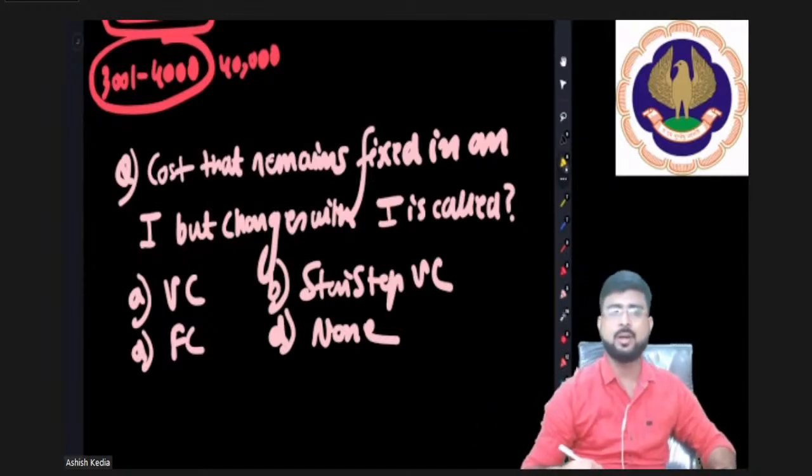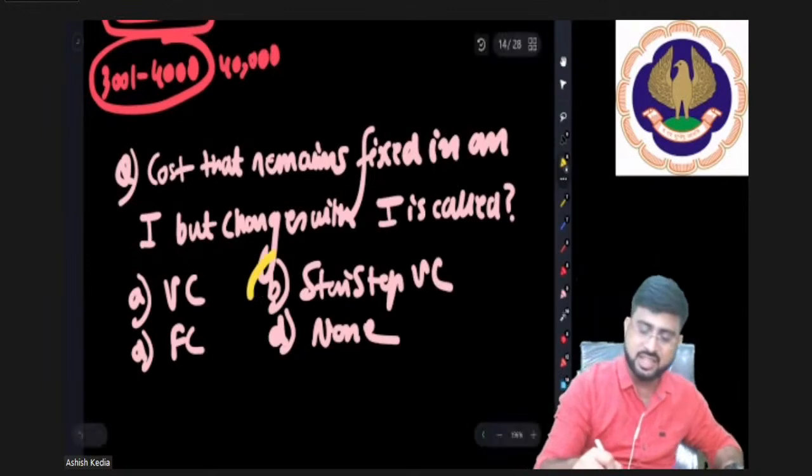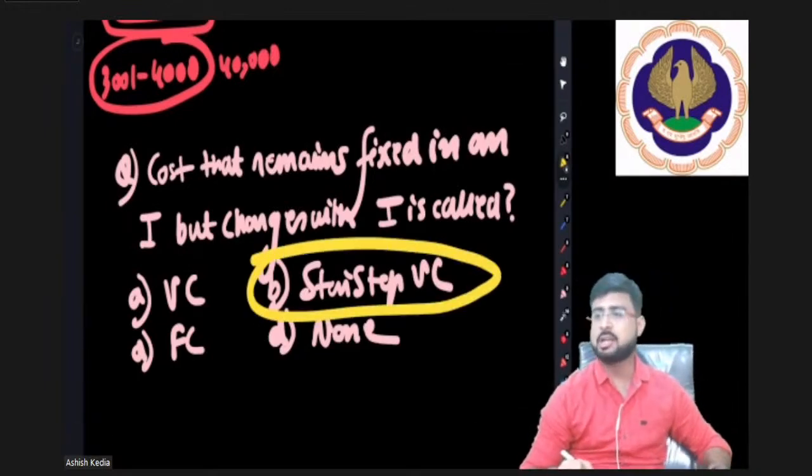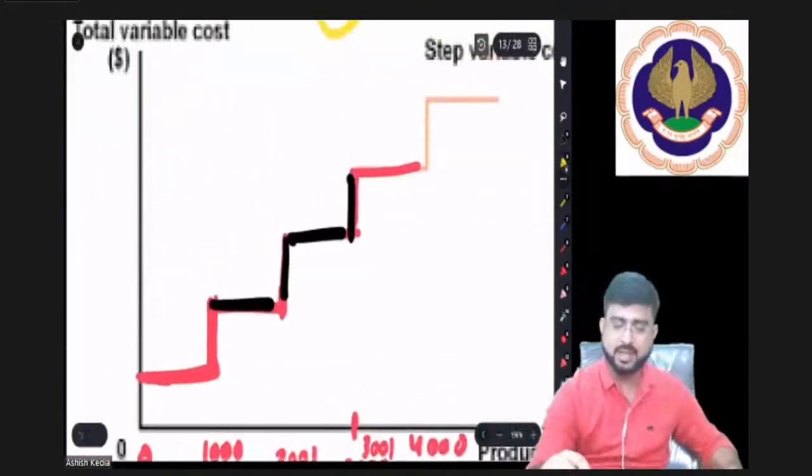All right, sir. So the correct answer is stair-step variable cost. My dear friends, it is a cost which remains fixed at a particular level. I'll explain this example in Hindi as well.